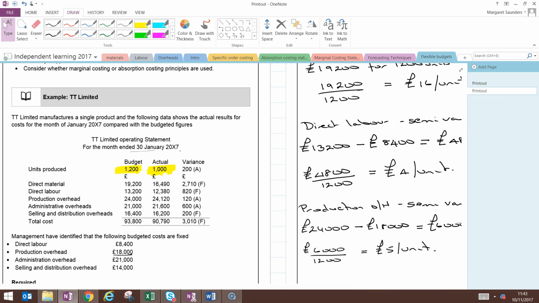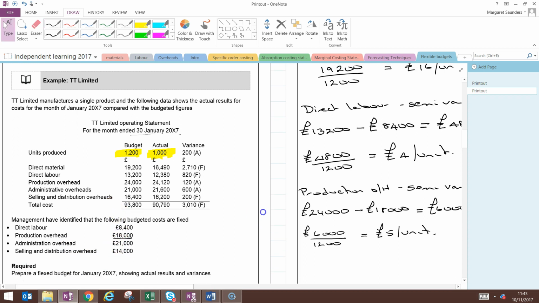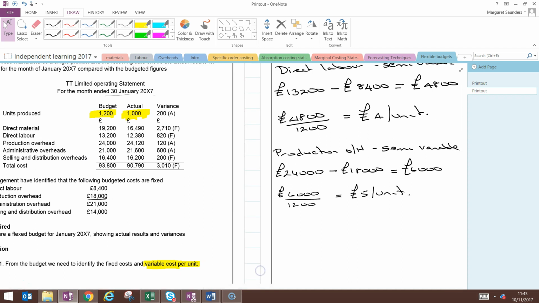The next cost in the budget is the administration overhead, £21,000. We've been told that £21,000 is fixed, so the whole of the administration overhead is fixed.